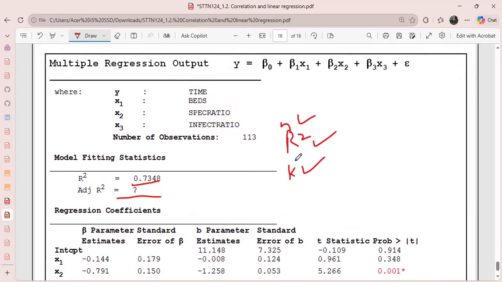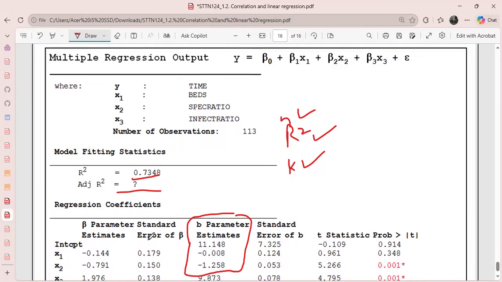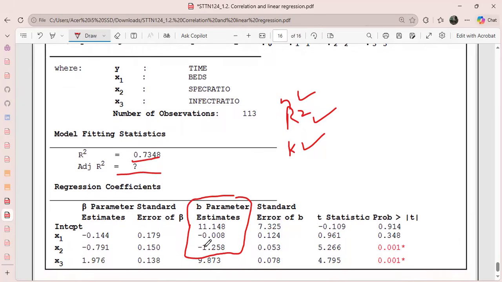As for the equation, because you'll also be asked about the equation, look at the small letter b, the parameter estimates here. This is how you're going to get your equation. The first number corresponds with the intercept. That will be your B0. The second one corresponds with x1. That will be your B1. The second one, B2. The third one, B3.